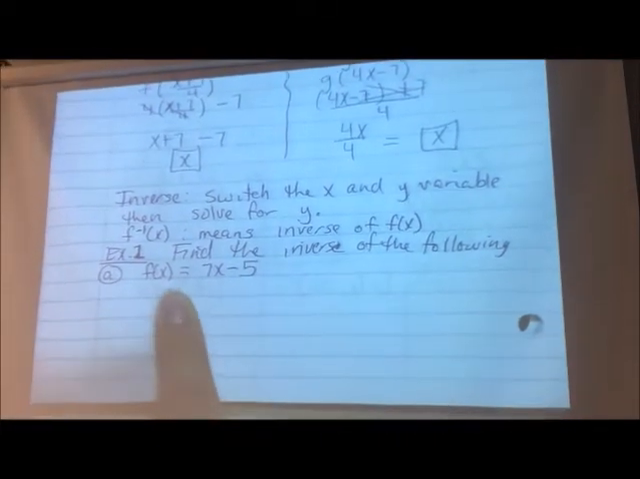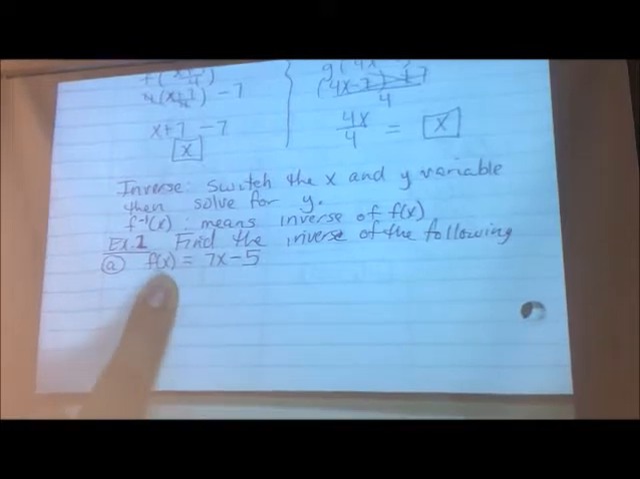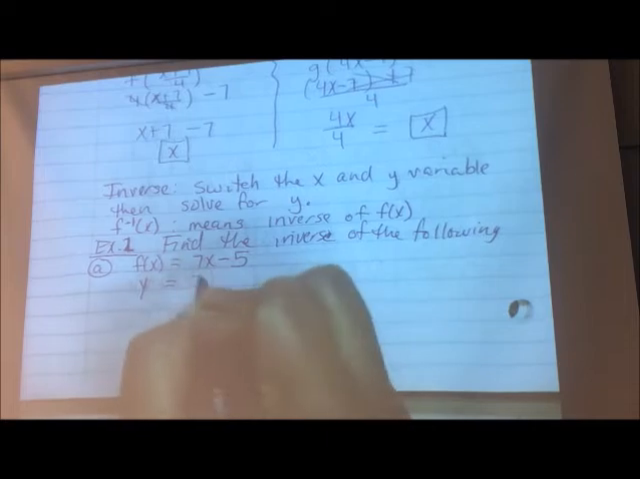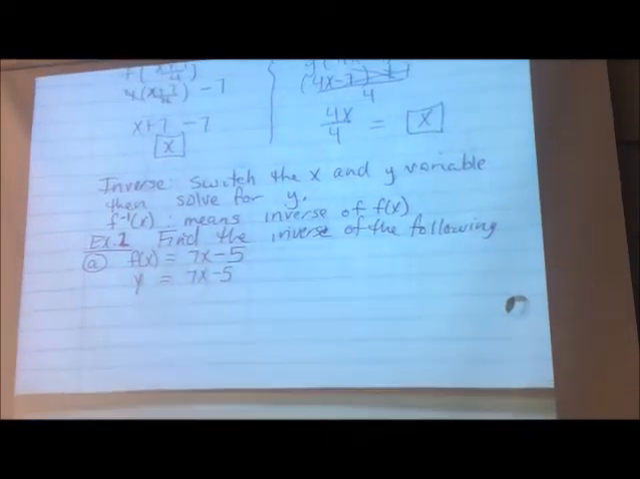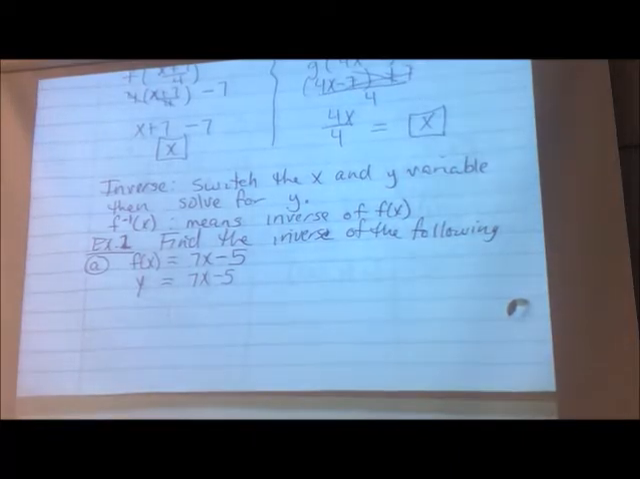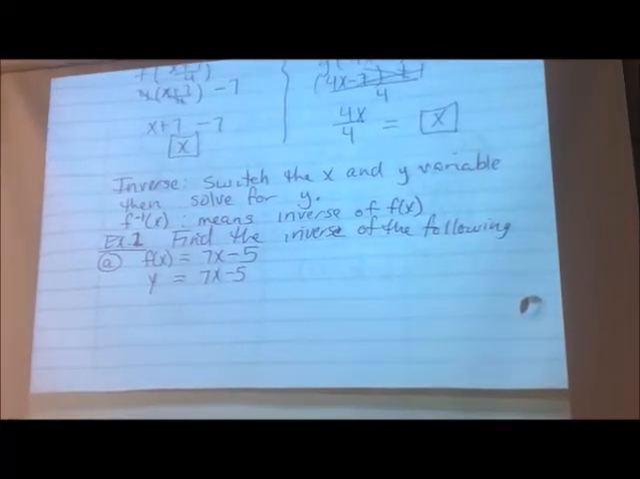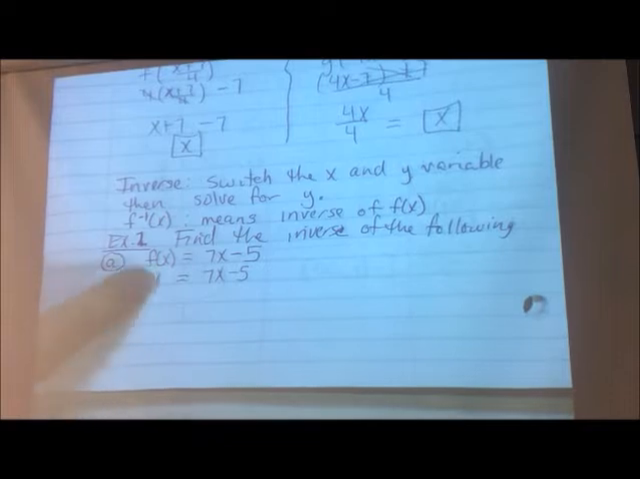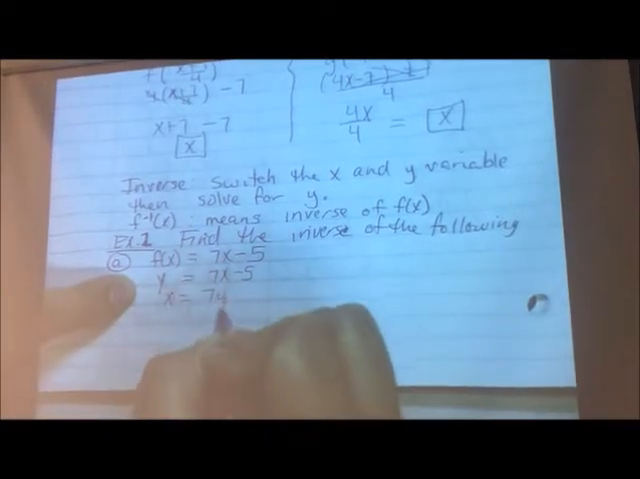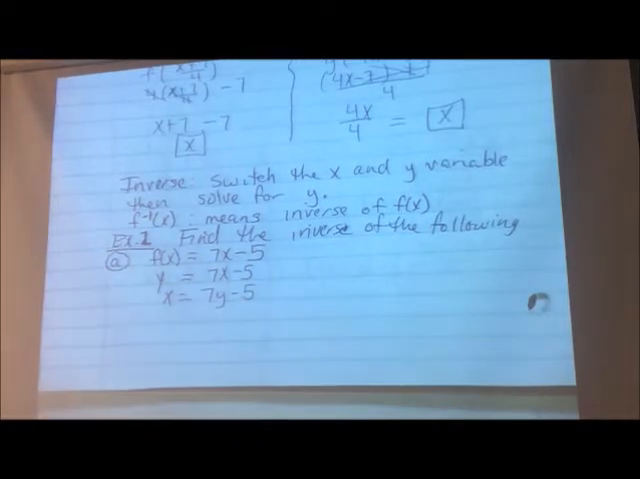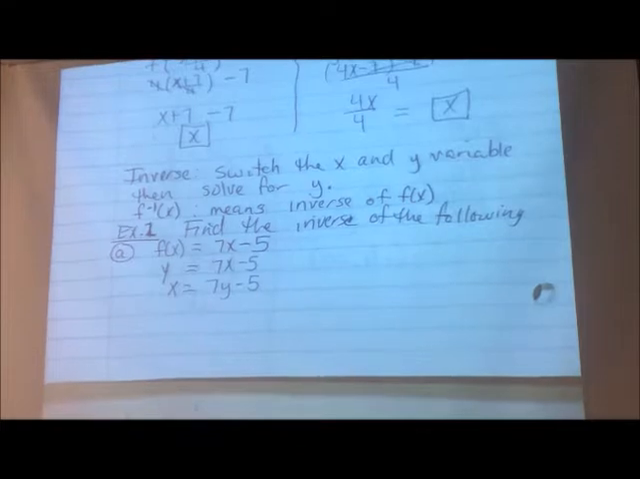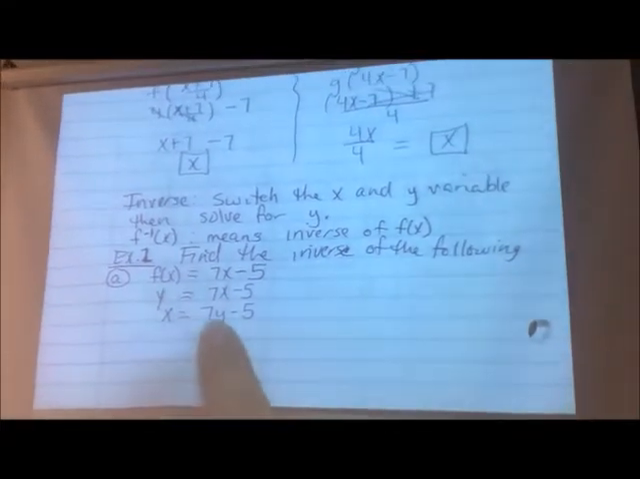F of x is the same thing as what other variable? Y. So this is the same thing as y equals 7x minus 5. Are we okay with that? The rule says in order for you to find the inverse, I have to switch the x and y variables. So this now becomes an x, and this now becomes a y. You're not changing the numbers, you're just switching the x and y. And then you solve for y. How do I solve for this y here?